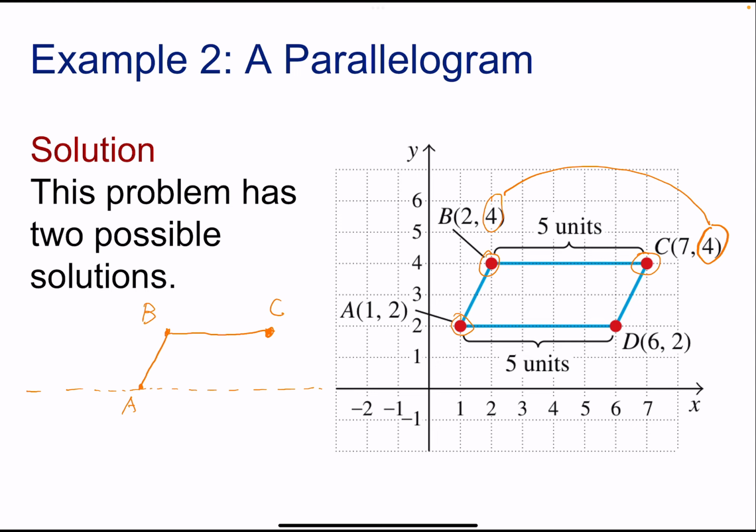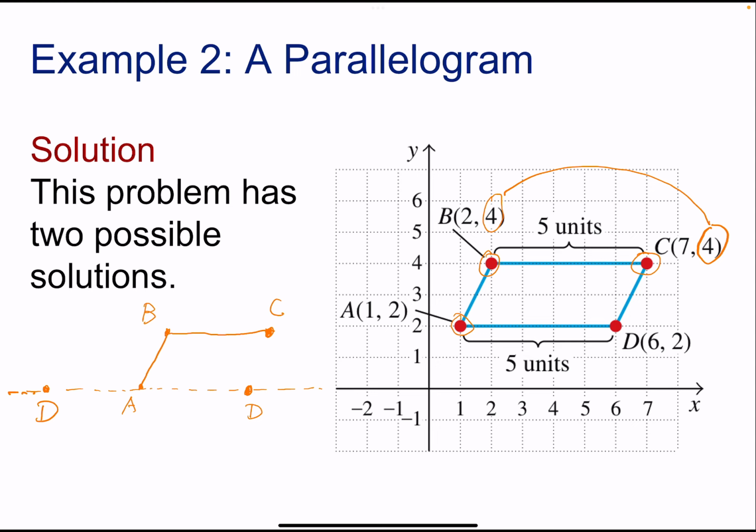So therefore, the fourth vertex D could be either to the left of A, could be here, or to the right of A, so it could be here, or actually D could be also here on this side. That's why there are two solutions.